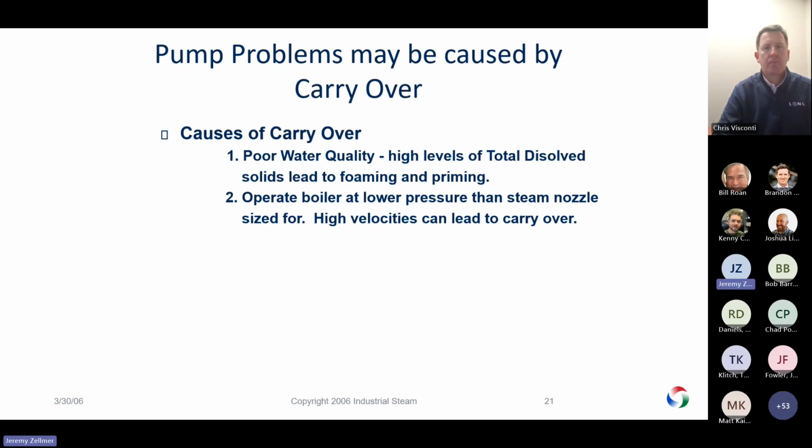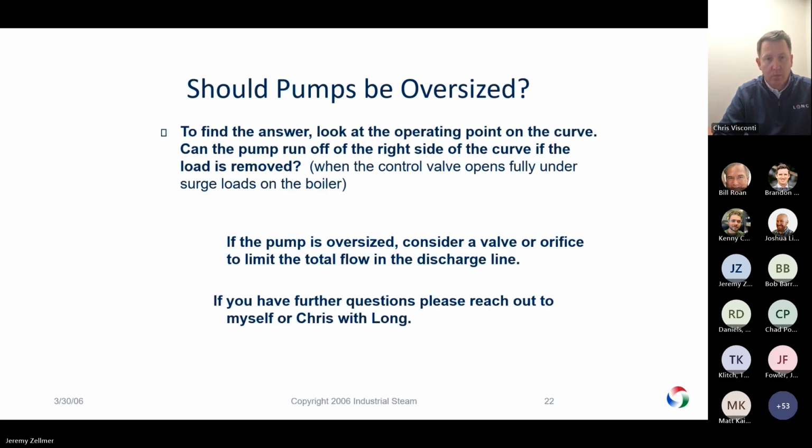Pump problems may be caused by carryover. Causes of carryover: poor water quality. High levels of total dissolved solids lead to foaming and priming. A boiler operating at lower pressure than its steam nozzle size was designed for, with high velocities, can cause carryover.